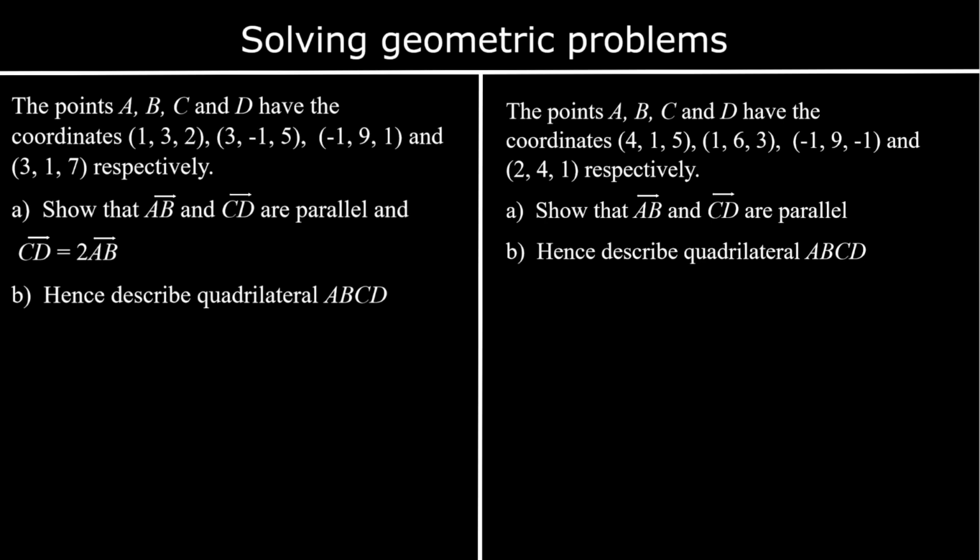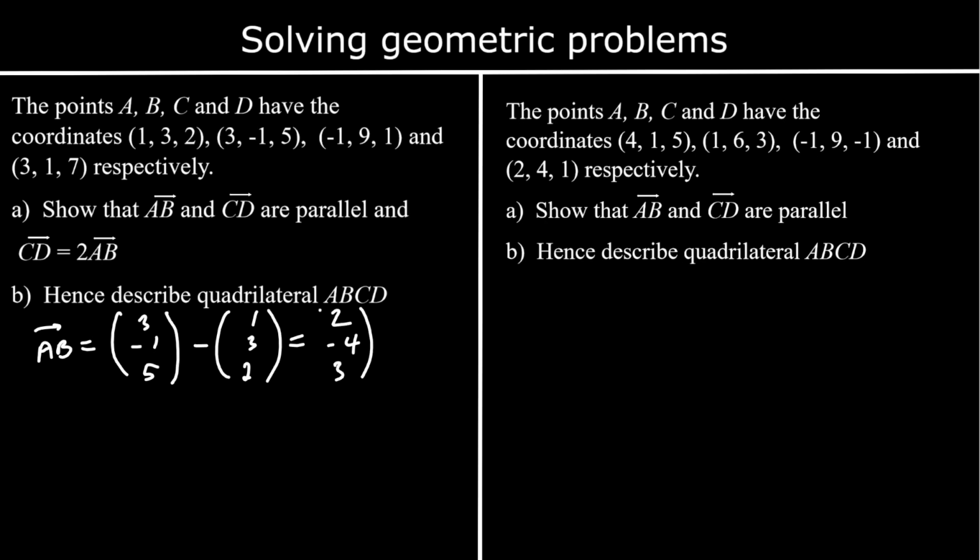So we need to go from A to B. To do that, we do B take away A. So AB is going to be our B, which is (3, -1, 5), take away our A, (1, 3, 2). So let's take them away. 3 take away 1 is 2. -1 take away 3 is -4. And 5 take away 2 is 3.